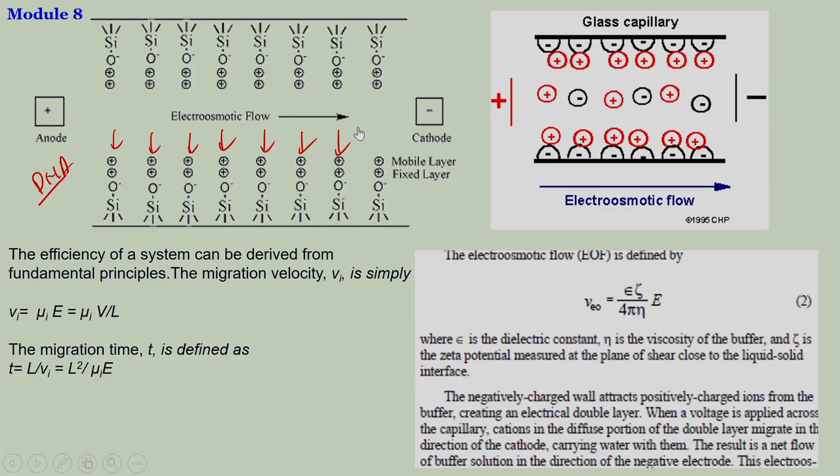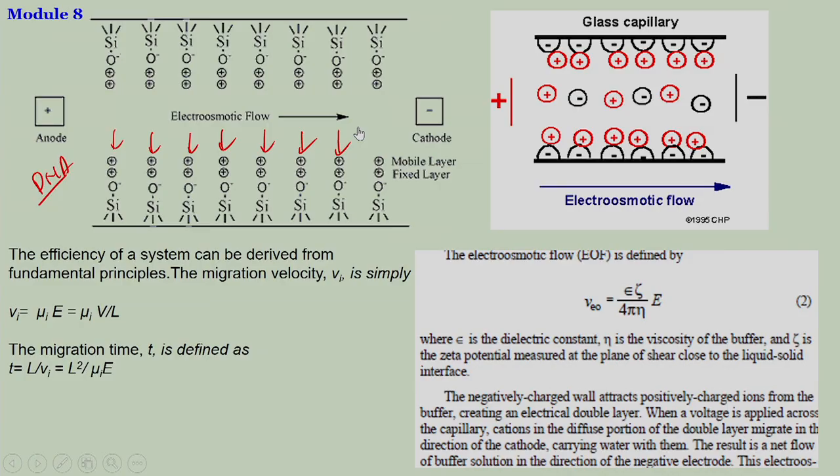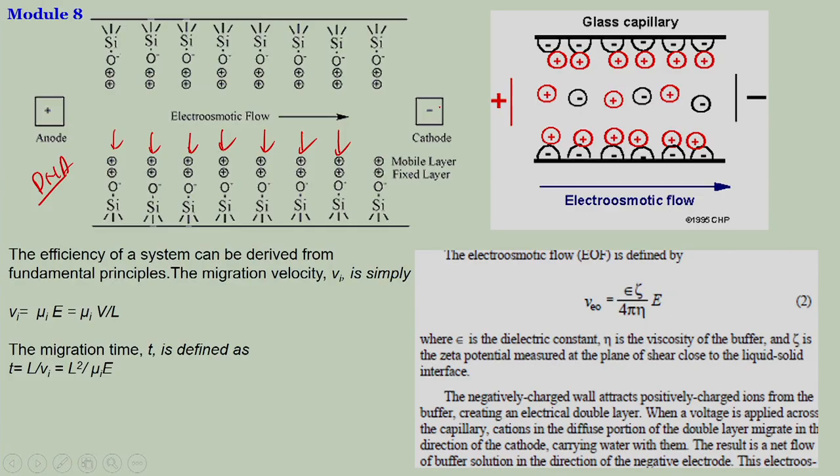Now, if you send a voltage across the capillary, everything will start moving, electroosmotic flow, from positive charge to the negative. Or it can be the other way around also, depending upon what you want. You can make it reverse, you can make it plus, you can make it minus. So everything is now moving. The stronger the interaction, the more slowly it moves; weaker interactions move fast. That is basically the point of it.